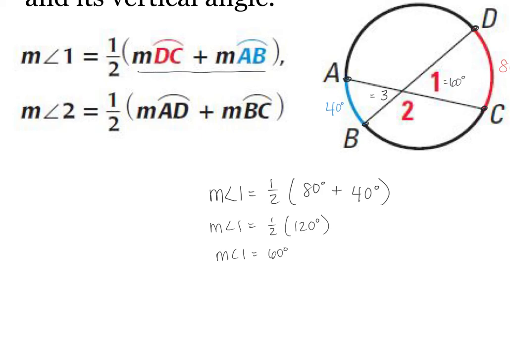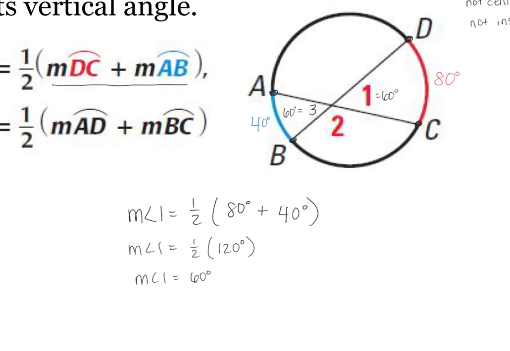If angle 1 is 60, what's angle 3? Yeah, it's just 60, okay? Because they're vertical angles, they're going to be the same. So then angle 2 would be BC and AD, right?